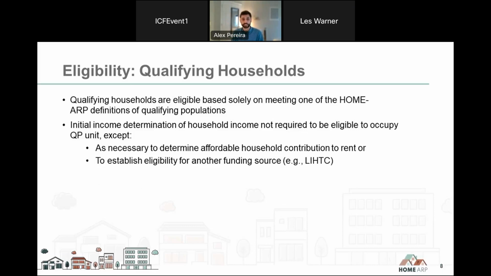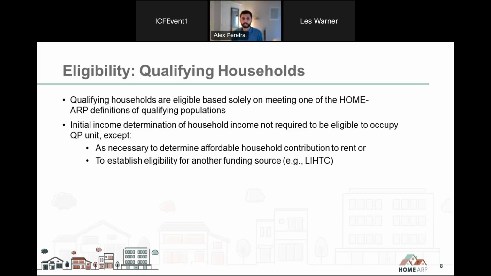And I'm stressing this because when it comes to determining income for the household, there are really only a few circumstances in which the income determination needs to happen. But under no circumstance does the eligibility of a QP household hinge on their income determination. So the income determination can never impact a household's eligibility to occupy a QP unit once they have met the definition of QP.